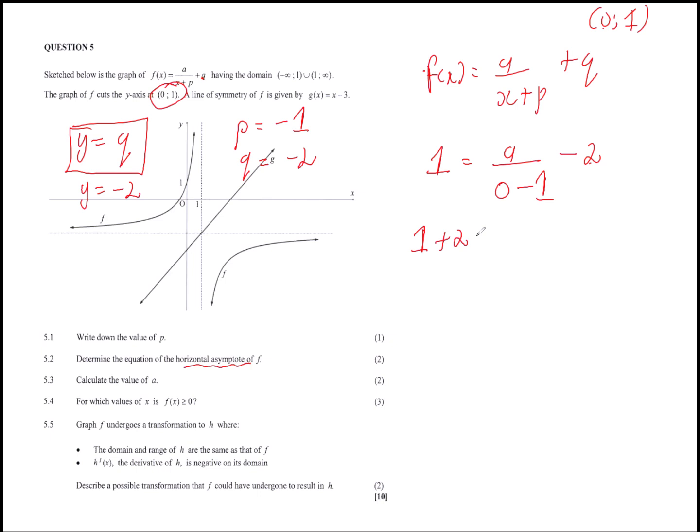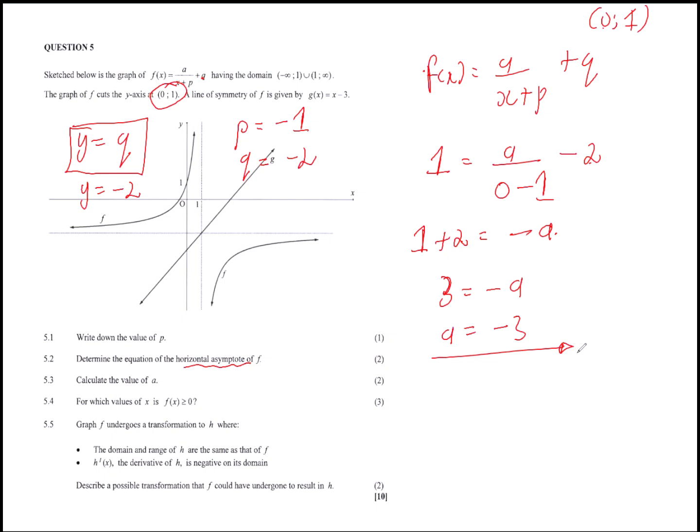That's 1 plus 2, right? Now, a divided by 0 minus 1. 0 minus 1 is negative 1. So this will give me negative a. So 1 plus 2, that's 3, equals negative a. If I swap these, my a will be equal to negative 3.